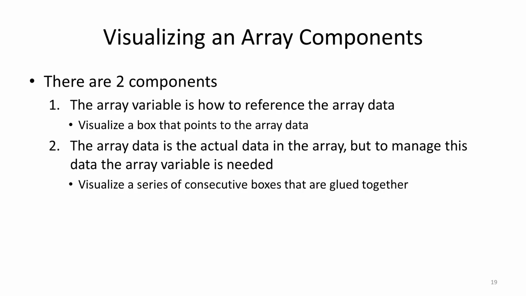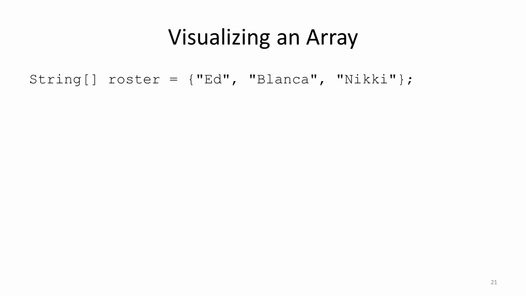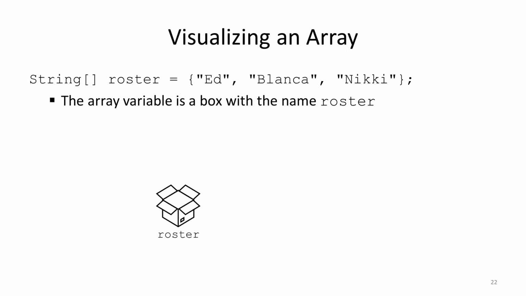To visualize the array data, think of a series of consecutive boxes that are glued together. Overall, it is a box that points to the first box in a series of consecutive boxes. Okay, so let's take this one step at a time. We have this string array called roster, and the array contains the values Ed, Blanca, and Nikki. The size of this array is 3 because there are 3 values listed in the curly brackets. The first component is the array variable.